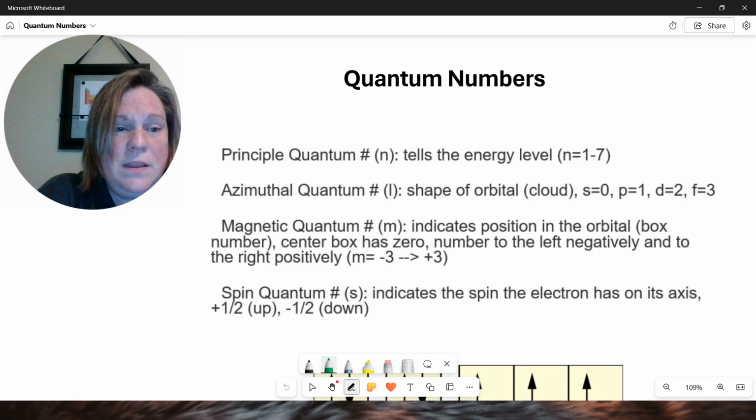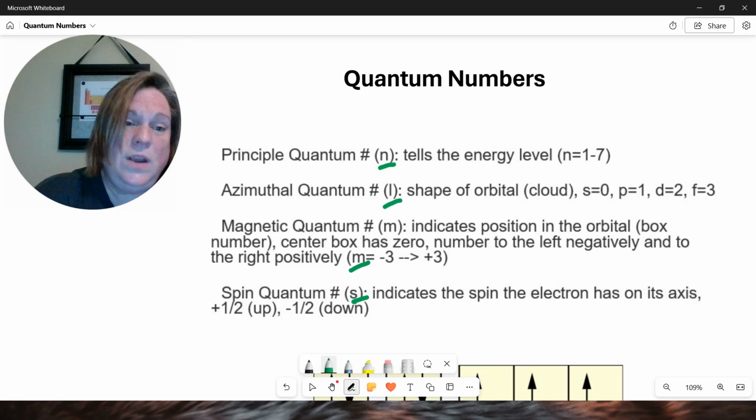We represent the numbers with letters. I know, it could be a little more confusing. So we have a quantum number represented by N, a quantum number represented by L, M, and S. Now what do each of these mean? Just like your snail mail address has a name, a street, a town, and a zip, the electrons also have 4 numbers that nail down where they're found in an atom.